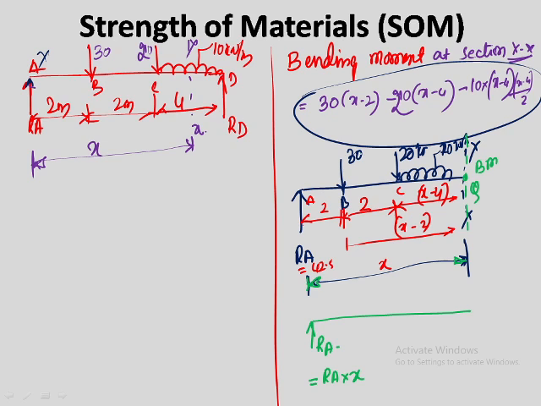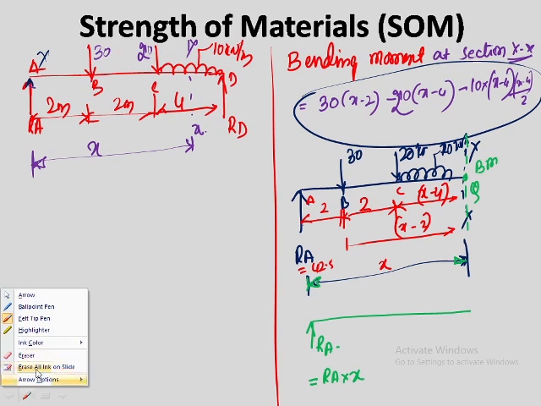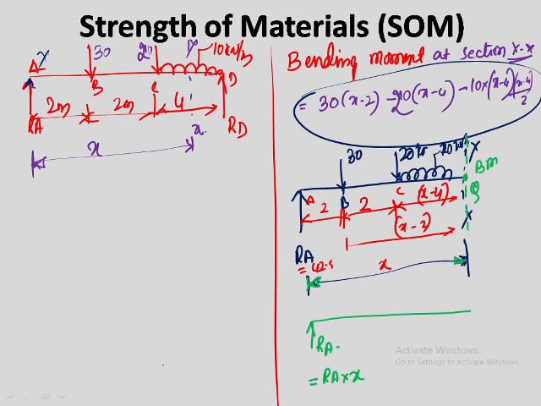Next, 30 kilonewton is there, which tries to make a hogging moment. So this is minus 30 into how much distance? You want to remove 2 distance. This is x minus 2. Next, if I have one more load here, 20 kilonewton, that is also trying to make this a hogging moment. Minus 20 into x minus 4.